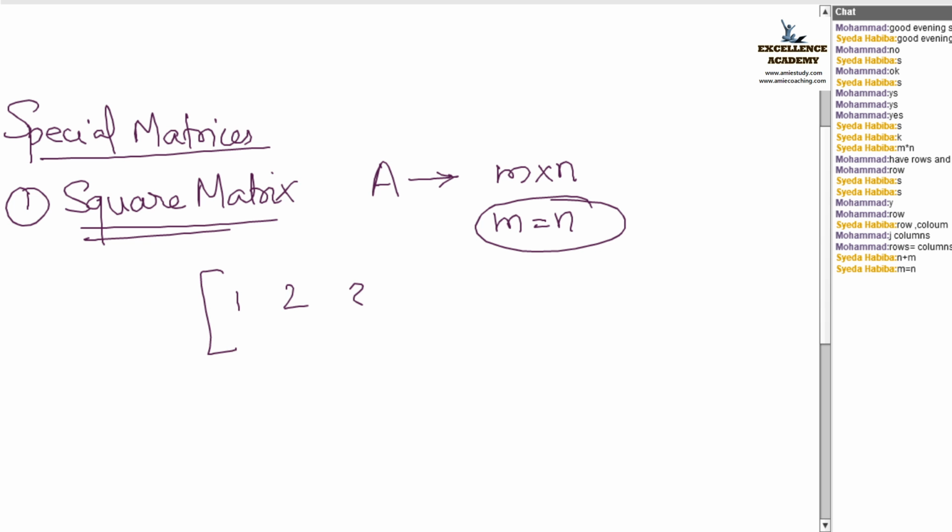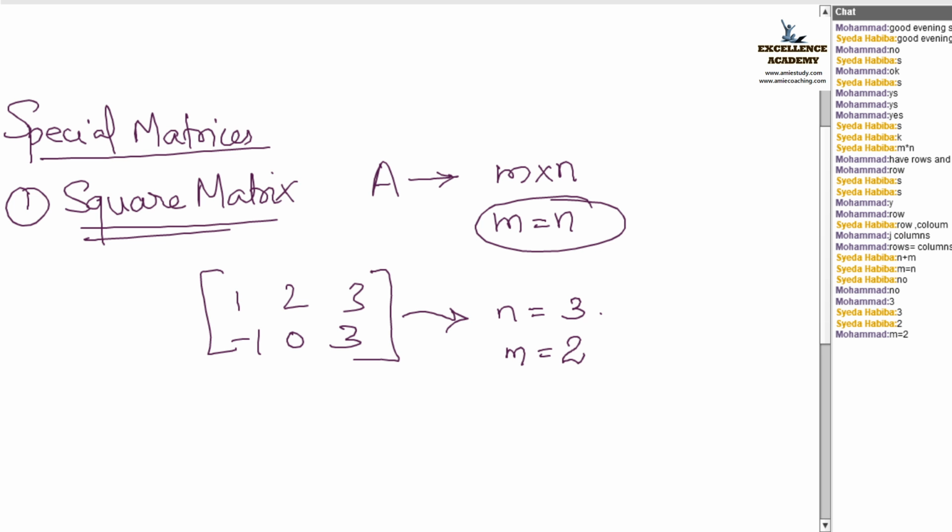If I am writing like this, 1, 2, 3, minus 1, 0, 3, is it a square matrix? No, because the number of columns n is equal to 3, and m is equal to 2. For m not equal to n, this is not a square matrix.